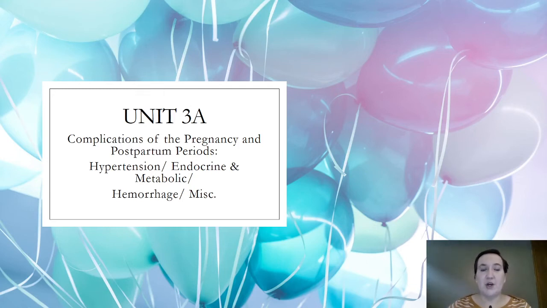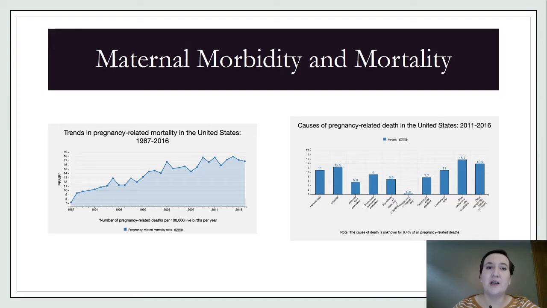Unit 3 is all about complications, and we're going to start first with maternal complications. So Unit 3A is talking about hypertension, endocrine and metabolic disorders, postpartum hemorrhage, and other important topics that we need to cover as well. So first, let's talk about maternal morbidity and mortality.